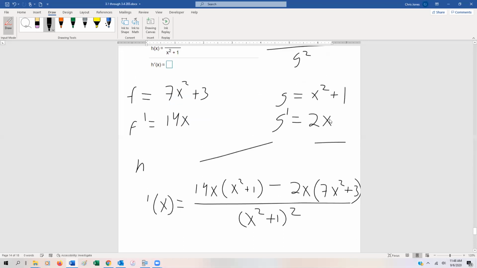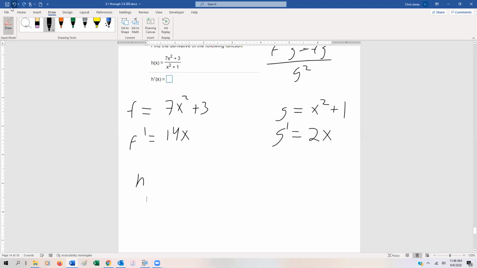We're going to simplify the numerator. Let's see if I can undo that. Oh, I'm going to have to do it again, unfortunately. So hang tight for a minute while I rewrite this. Not sure what happened. Computer glitch.